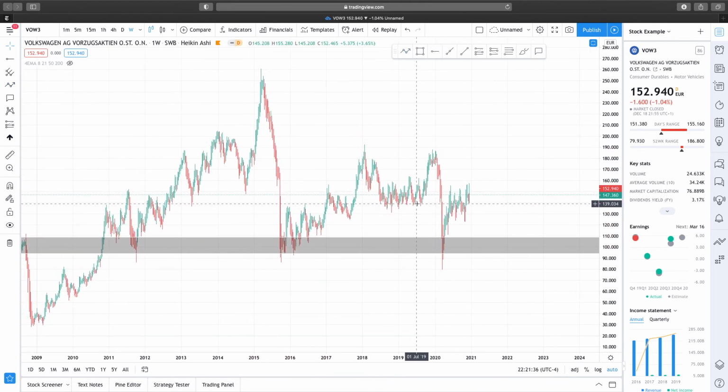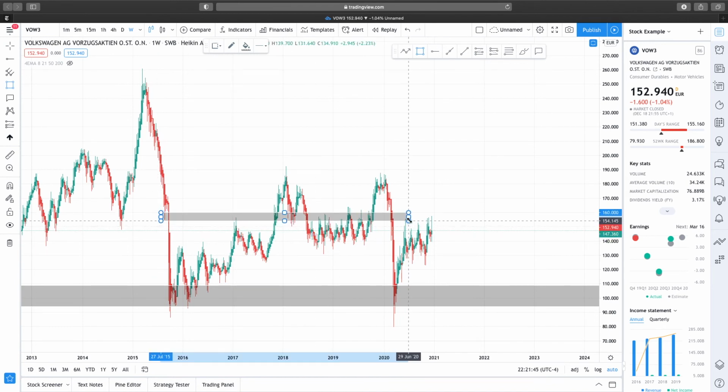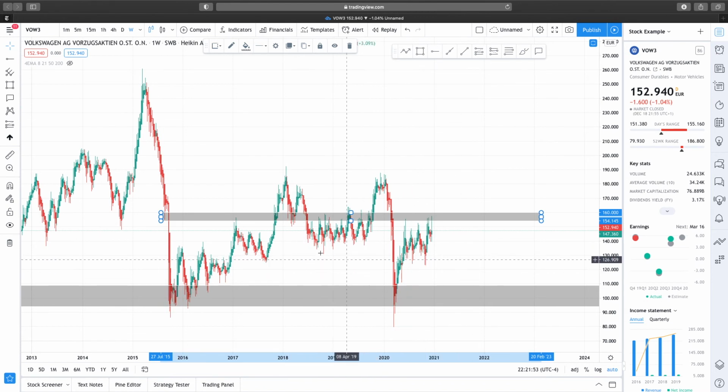Now looking at the other smaller areas that may exist in this area, I can identify another one occurring right here. And I'm going to show you exactly why I've identified this smaller area as a key supply and demand zone here on the weekly chart.